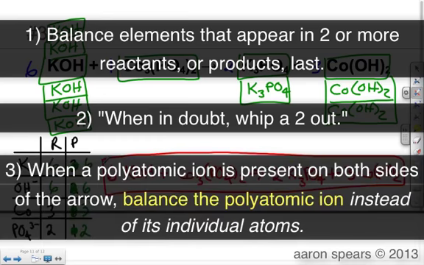And then our third tip suggestion of the night is when polyatomic ions are not broken up throughout the course of the reaction, then in your inventory list, instead of balancing individual atoms, balance polyatomic ions.